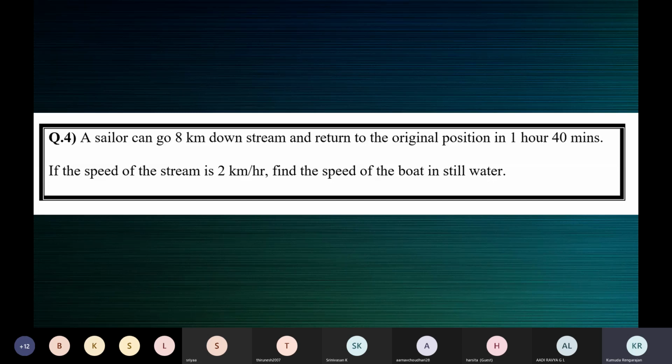What's the distance? What's the distance covered downstream? 8. What is the distance covered upstream? x minus 2.